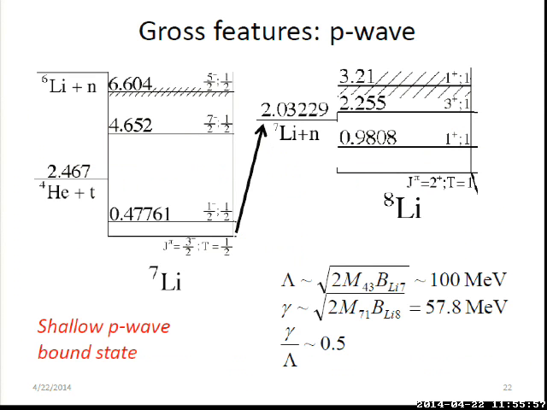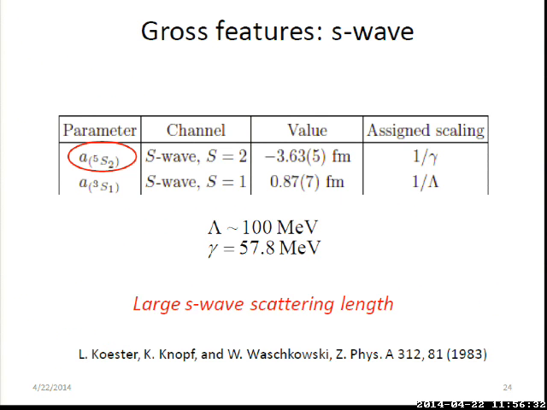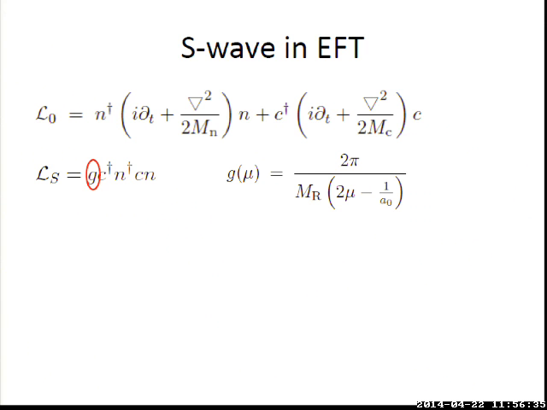The reason I mention these is because I want to know, in the lithium-8 nucleus, whether I should think about lithium-7 as a small object or as a large object. So this tells me this number is bigger than this number. This means I can treat lithium-7 as a small object compared to the size of the lithium-8 nucleus. That's the leading order picture. So you can reproduce the S wave in the EFT.